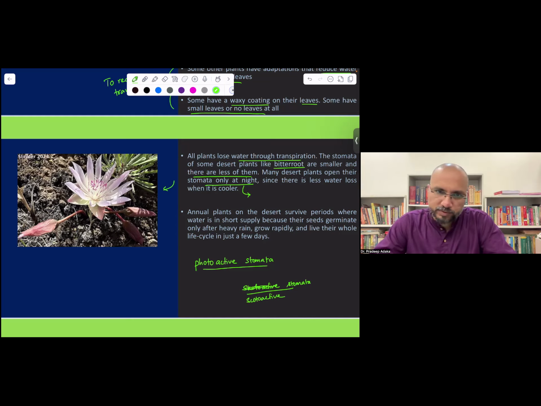So it opens at night time. So at night time it takes in carbon dioxide, because the day time temperature is high, so water will be lost quickly if they open the stomata during the day time. So they open the stomata during the night time when the temperatures are low. CO2 will be taken in. CO2 will be converted into acid.